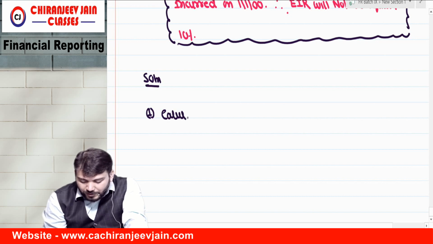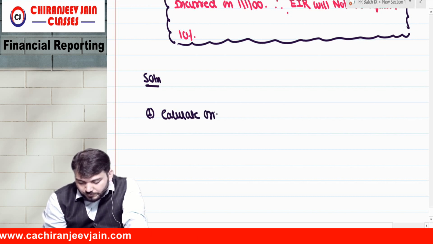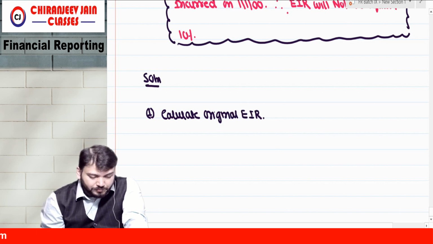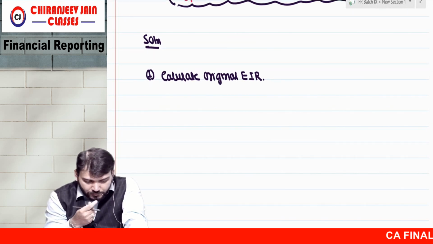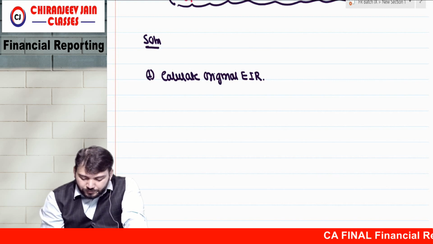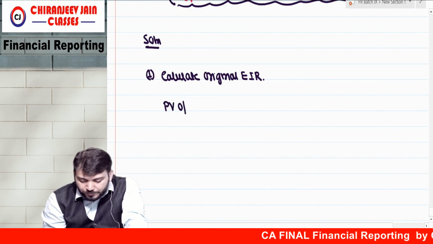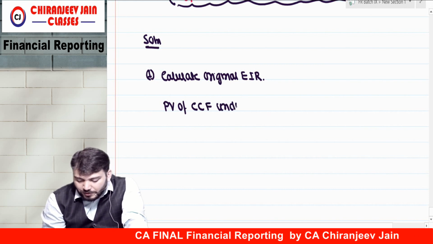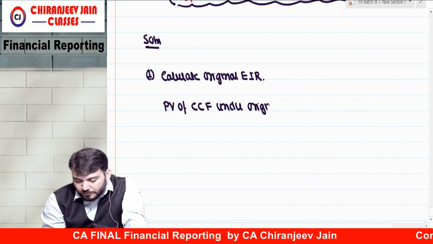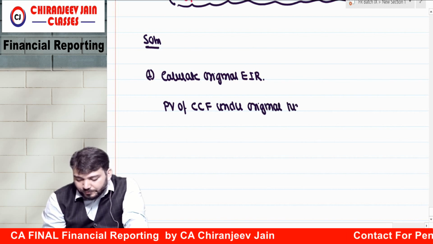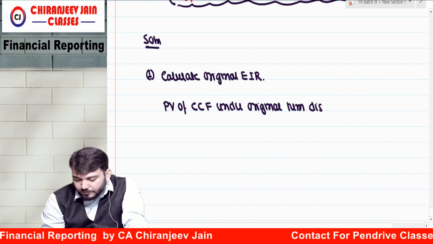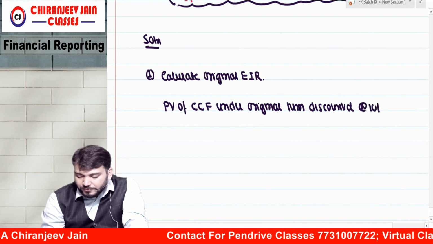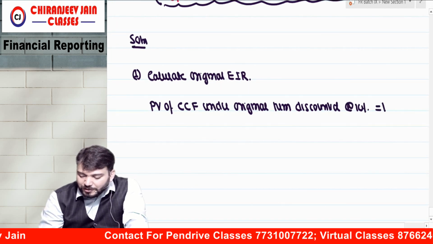Calculate original EIR. Correct? Understood? So we'll find out present value of contractual cash flow under original terms discounted at 10%. Can I say discounted at 10% will be equal to 10 lakh only?